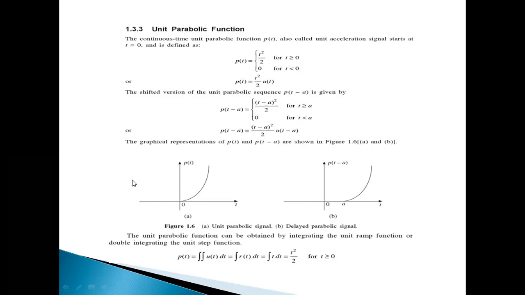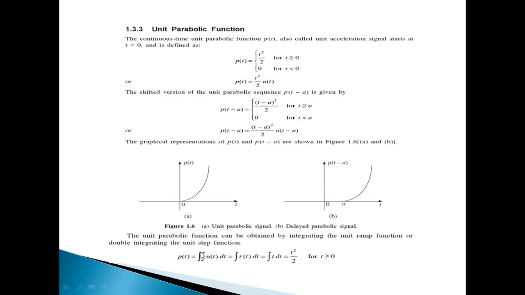Okay, my dear students. This is a graphical representation of p of t and p of t minus a in the continuous time function. The parabolic function can be obtained by integrating the unit ramp. See here, there is a relation. For the ramp, p of t is the integral of r of t dt.